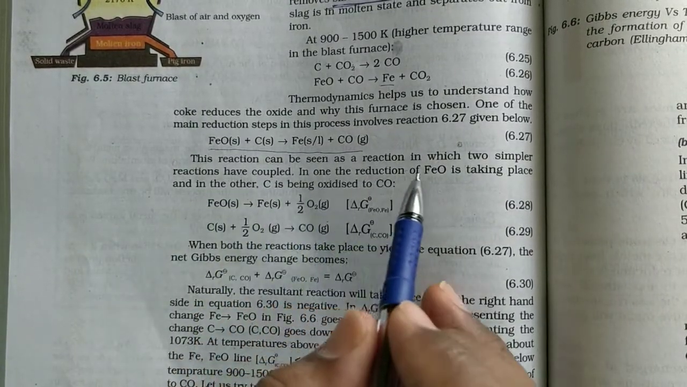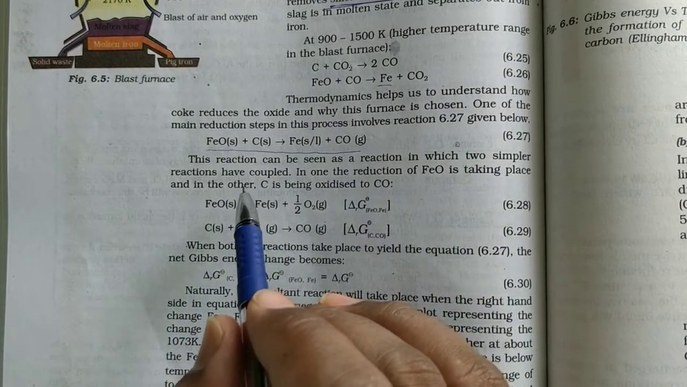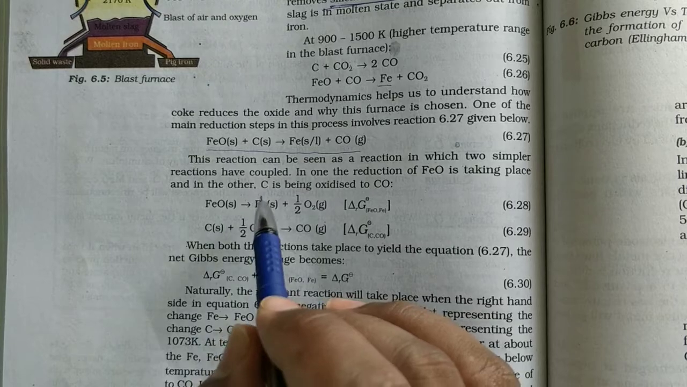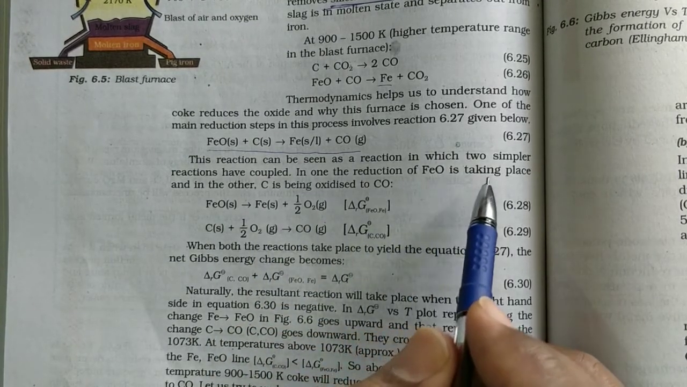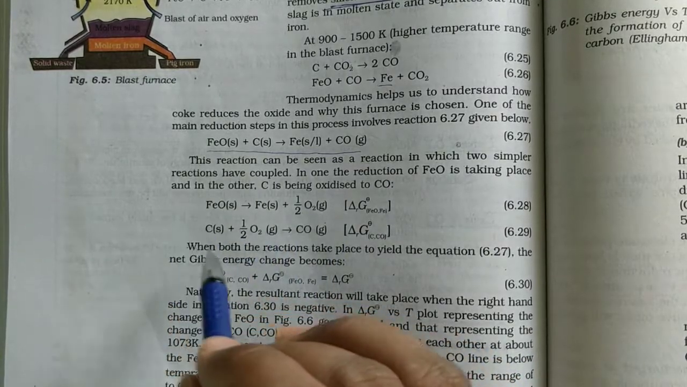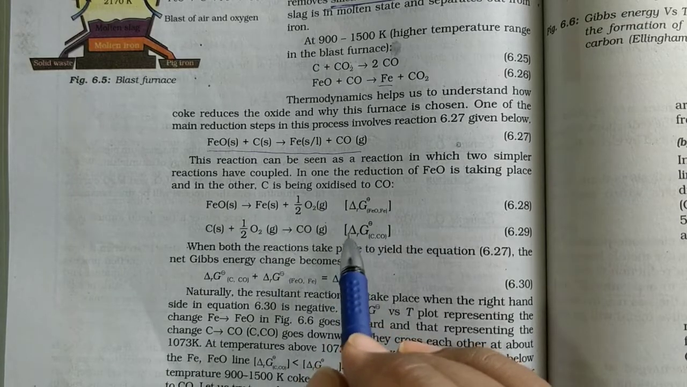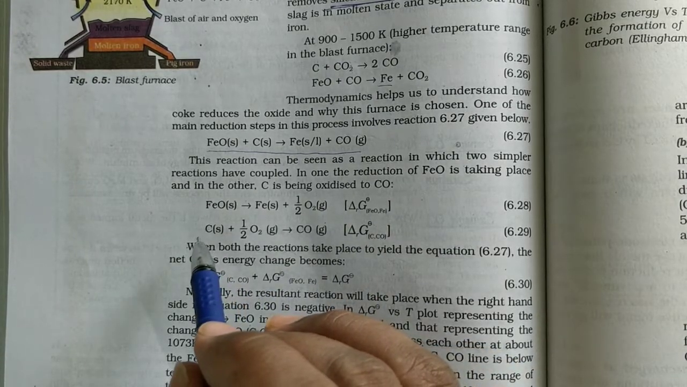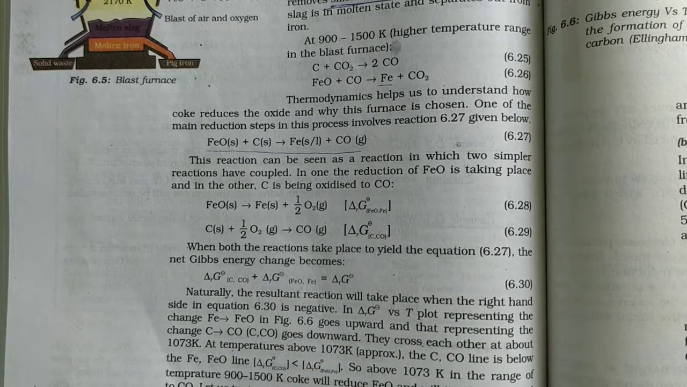This reaction can be seen as a reaction in which two simpler reactions have coupled. Previously I explained the two simple reactions they have written. In one, the reduction of FeO is taking place and in the other, C is being oxidized. In these two processes we have observed the delta G value, and if you want to select carbon as a reducing agent, this delta G value must be lower than the delta G of iron.